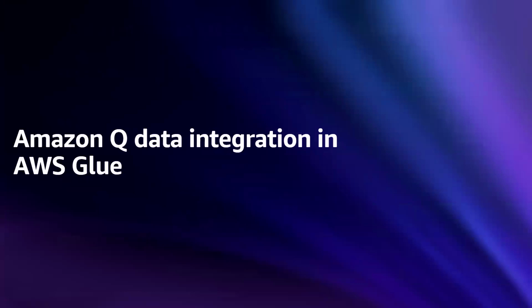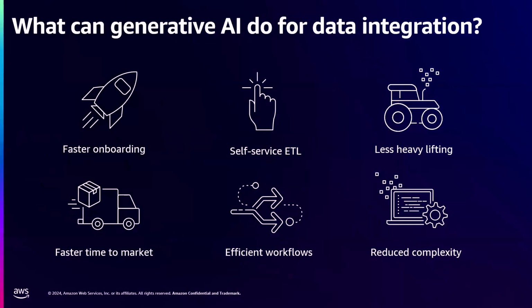It is one of the hardest processes ever when we are talking about data, because before we use that data, we need to make sure that it has really high quality. So Amazon Q introduced a new feature with AWS Glue. But before that, what is data integration?